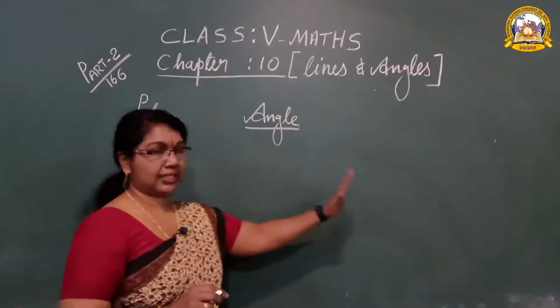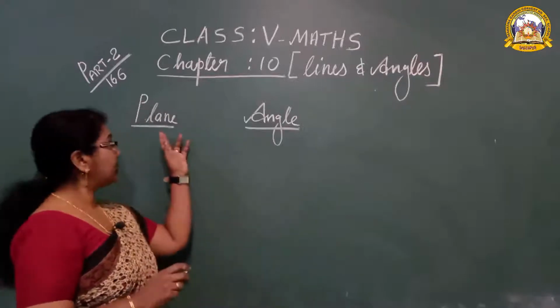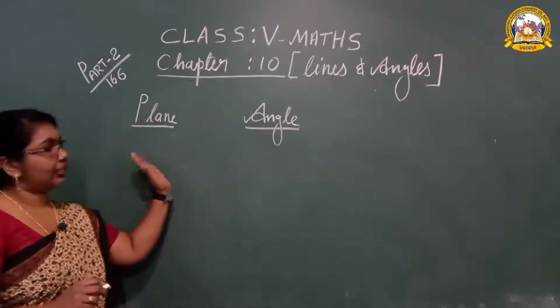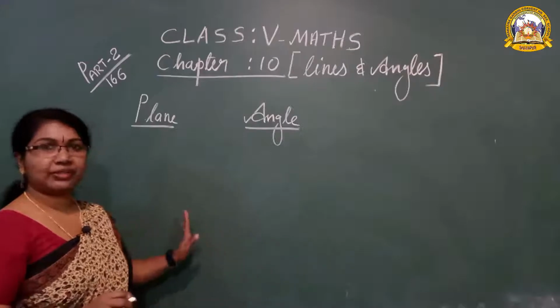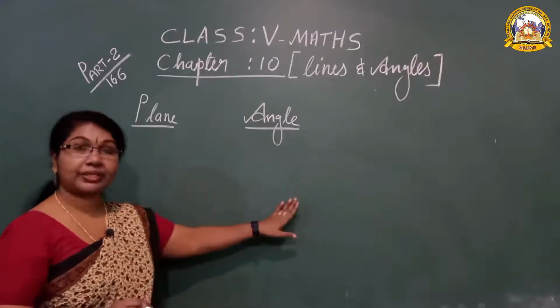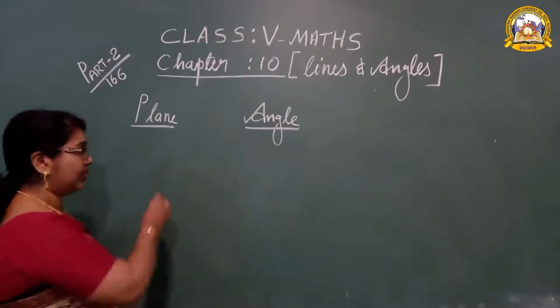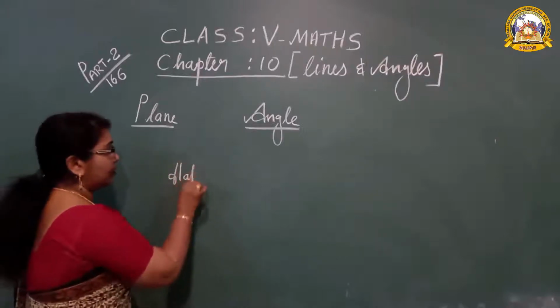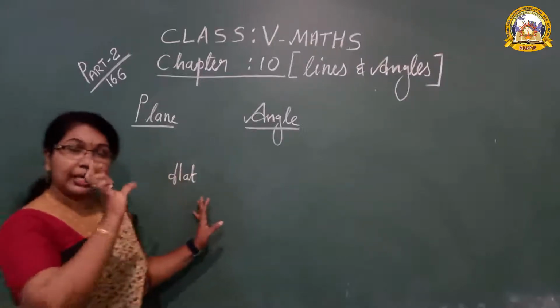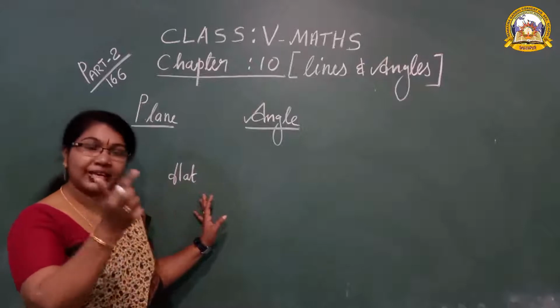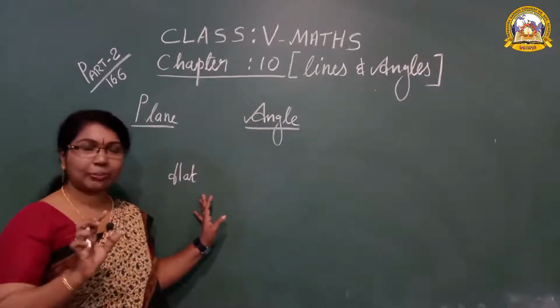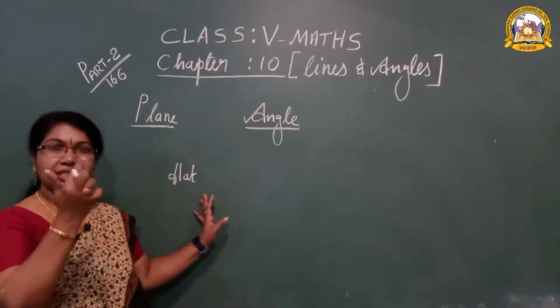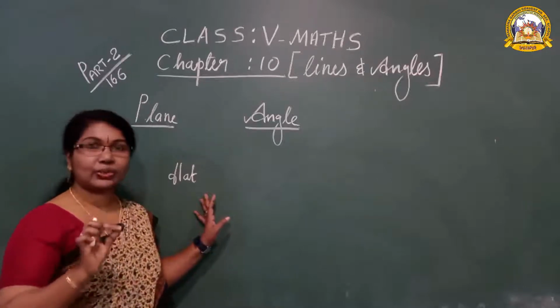First, plane. Do you know what we mean by plane? A flat surface. A flat surface is called a plane. For example, this blackboard is a flat surface. For example, a ball. A ball is a curved surface. It is not a plane. Most bottles are curved shapes. They are not planes.